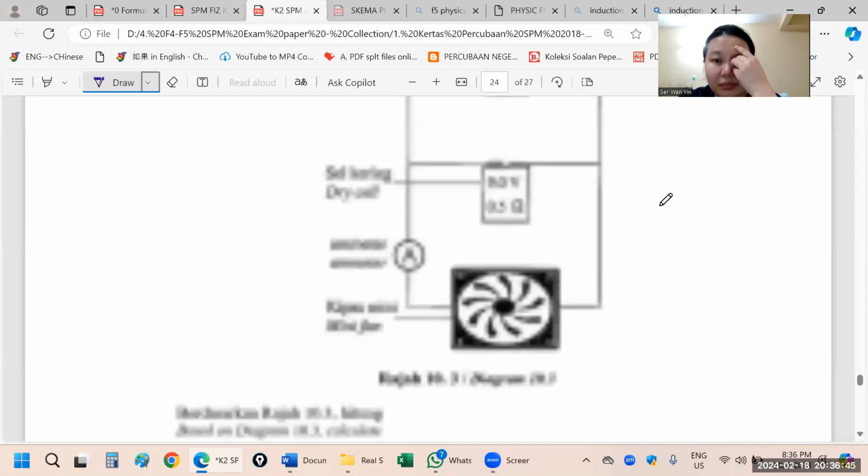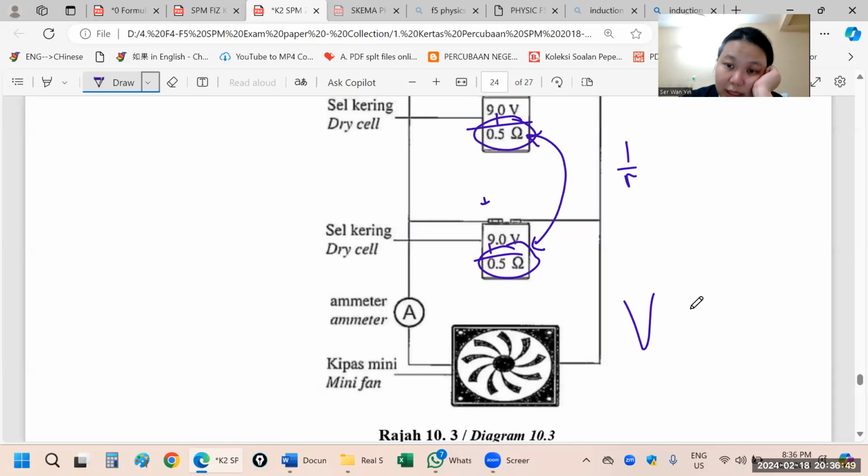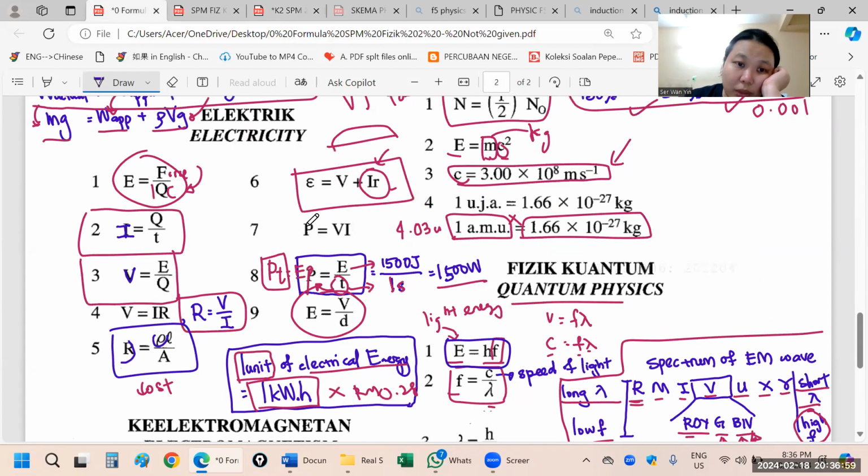Then reading of ammeter means what? Means V equals to IR. But they mention internal resistance, so cannot use this, we use this internal resistance. Understand?